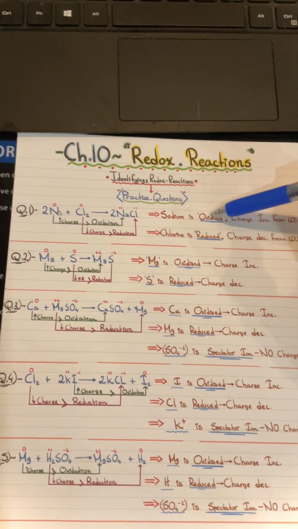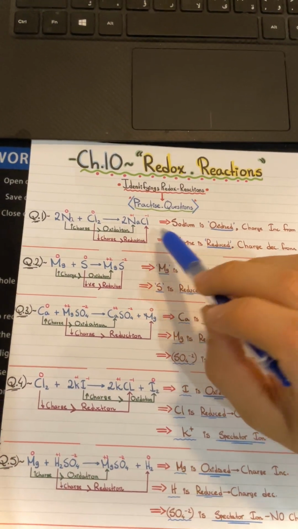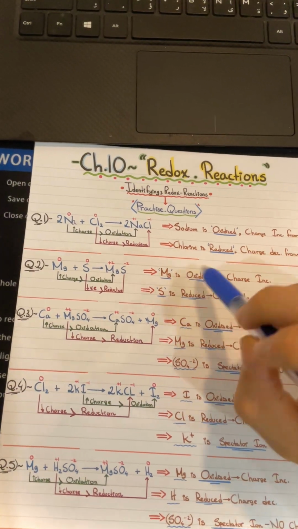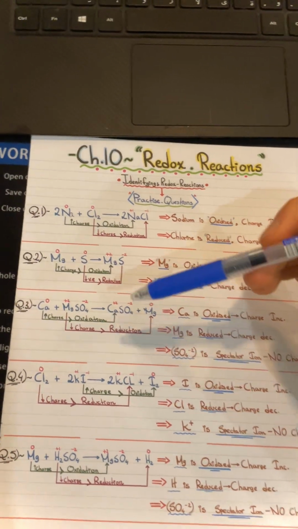This means sodium is the reducing agent. It is oxidized and reduces chlorine. Chlorine is the oxidizing agent. It is reduced, oxidizing sodium.